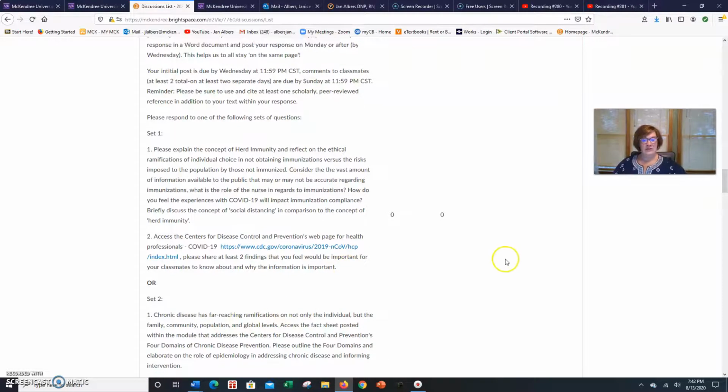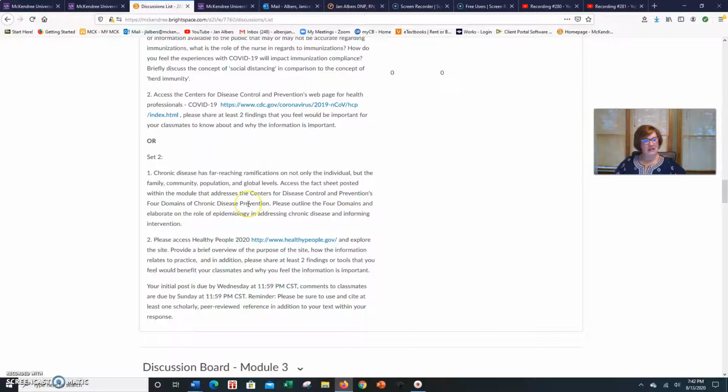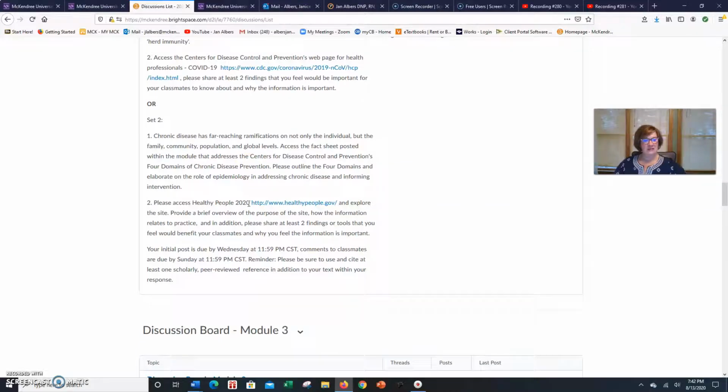So we're going to examine herd immunity. We're going to go into some of the resources at the Centers for Disease Control and Prevention, and then set 2 extends into chronic disease and looking at those facets built within the module itself. So just know that you can take a look at the 4 domains of chronic disease in the module like we talked about, and then we dive into Healthy People 2020, which is soon to be Healthy People 2030 as well.